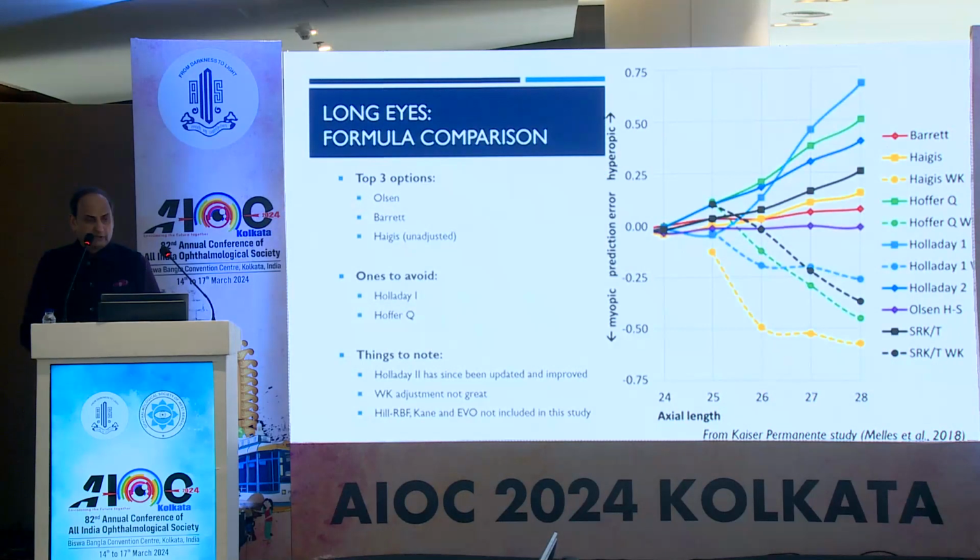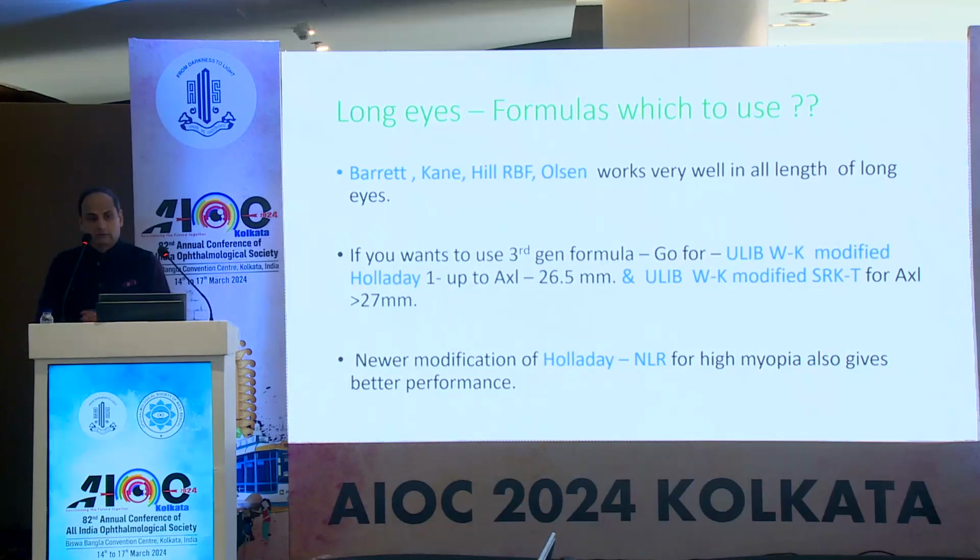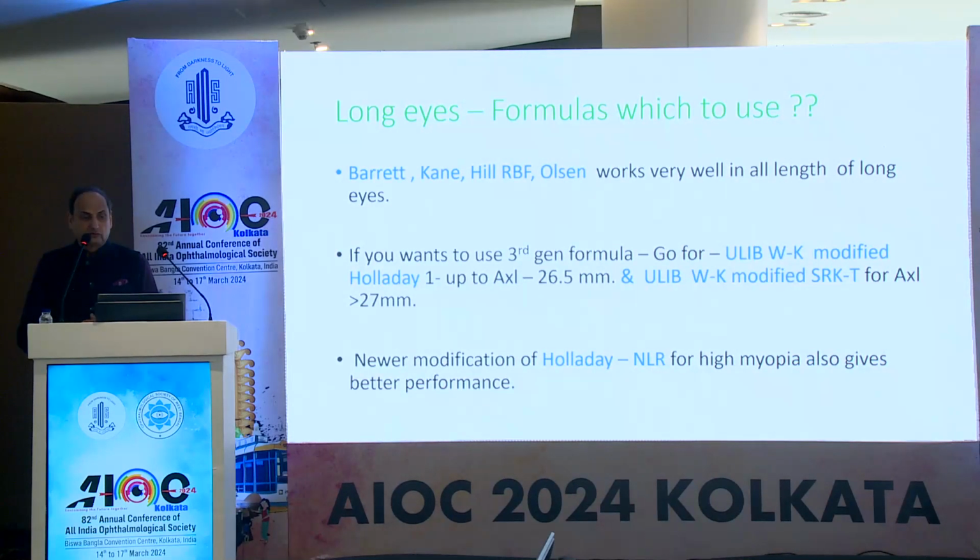I'm going to skip this because this is for the long eyes, that the Olsen, the Barrett and the Haggis were the top three options. Not going to. So trying to conclude, long eyes formulas, which to use? Well, Barrett, Kane, Hill RBF and Olsen, which are quite easily available. They work very well in all lengths of long eyes. If you want to use the third generation formula, you can go for ULIP Van Gogh modified Holiday 1 for 26.5 and ULIP Van Gogh modified SRKT for more than 27.